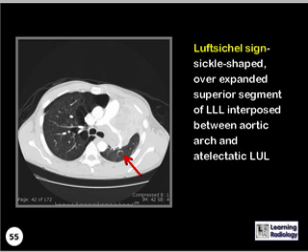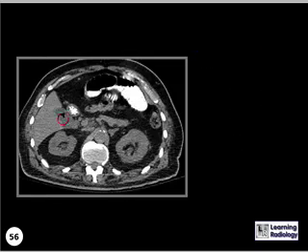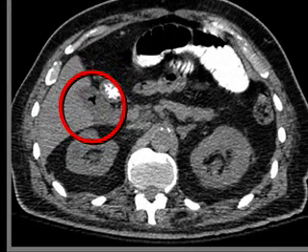This is the Luftsichel sign, which is the sickle-shaped, overexpanded superior segment of the left lower lobe interposed between the aortic arch and the atelectatic left upper lobe to which the gray arrow is pointing. What sign is demonstrated here?